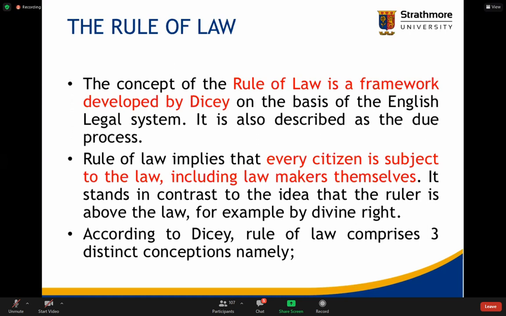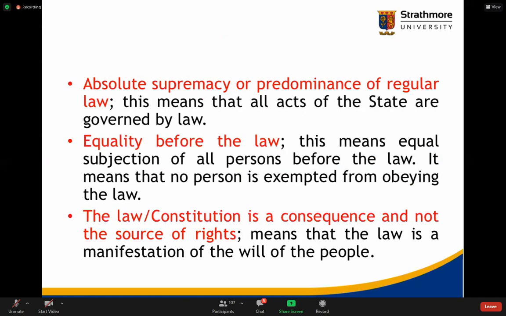And so these are the three things that must be there for us to say a country follows the rule of law. One, absolute supremacy or predominance of regular law. This means that all acts of the state are governed by law. So the law should be supreme, and even the state should not be above the law. The government should not act outside the law. It should act within the law.